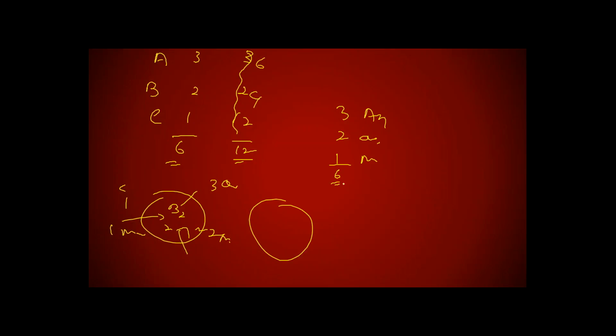So, 6. That's all right. It's 12. So if you want 12, how many mangoes and how many apples will you put? Same ratio. 2 mangoes, okay. And how many oranges?